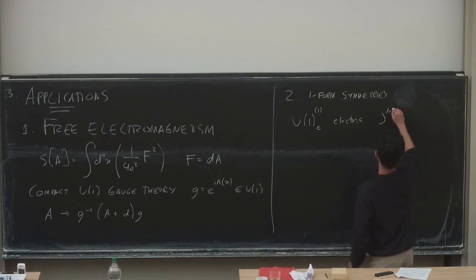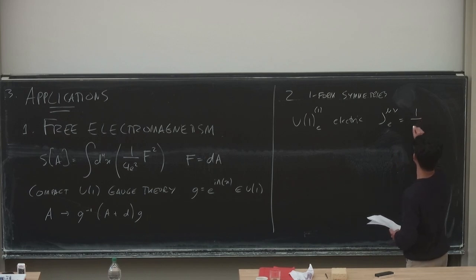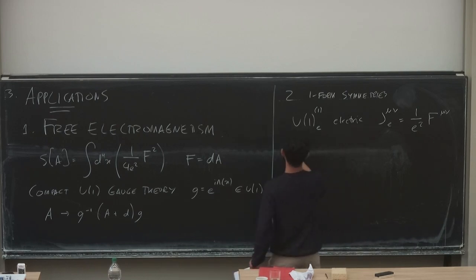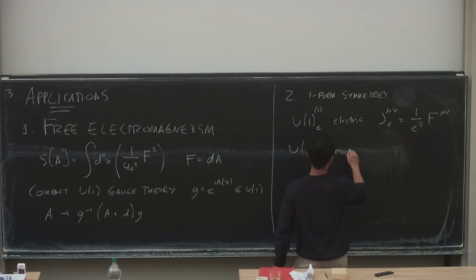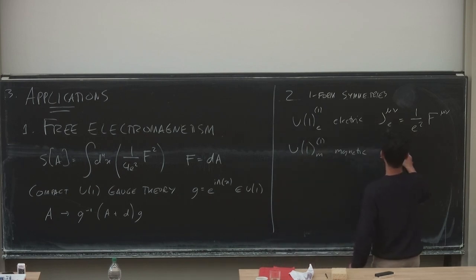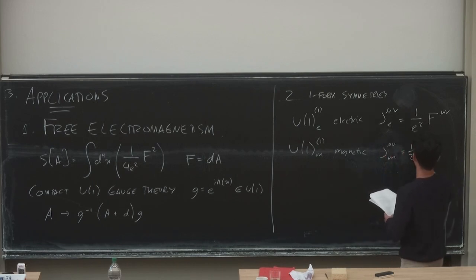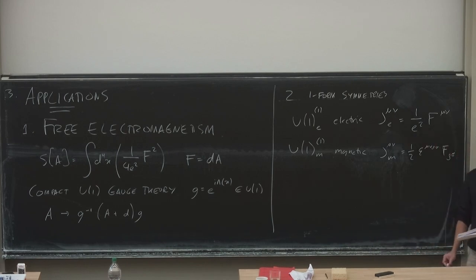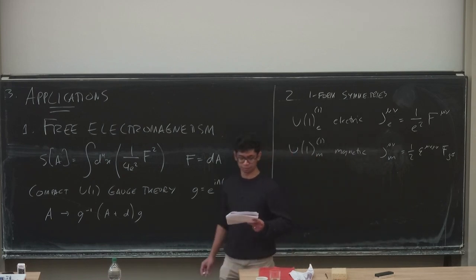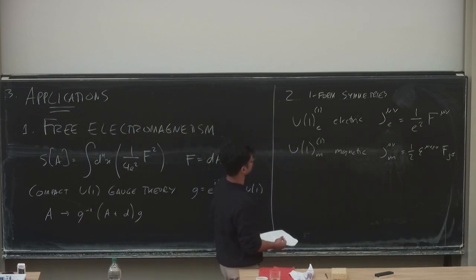Its current, J^{μν} electric, is equal to (1/e²) F^{μν}. And there is also a magnetic one-form symmetry, and its current, J^{μν} magnetic, is equal to (1/2) ε^{μνρσ} F_{ρσ}. These are the symmetry currents for the electric and magnetic one-form symmetries.